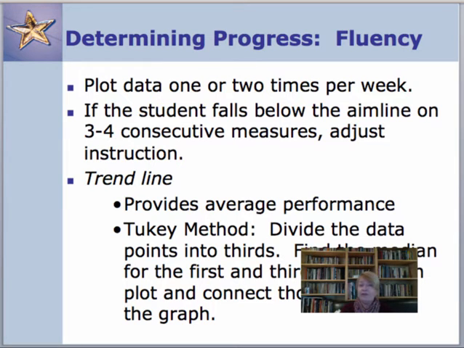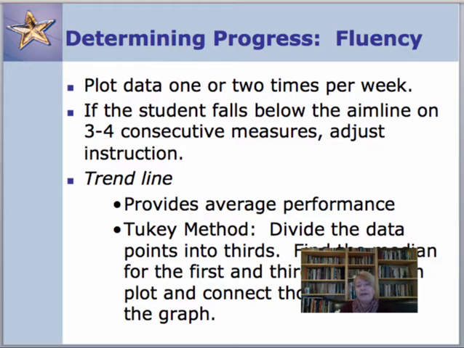And if we see that the student is falling below the aim line on 3 or 4 consecutive measures, we can adjust our instruction. And we can also plot a trend line for the student, which is providing the average performance of the student. To do that, we divide the data points. So each time that we give the probe to the student represents a data point.